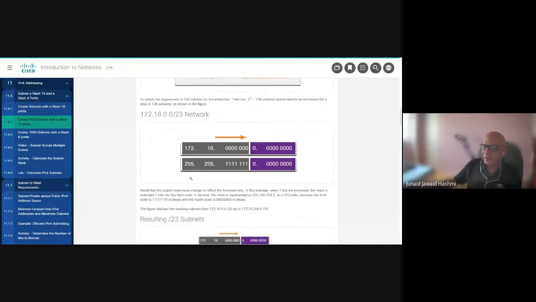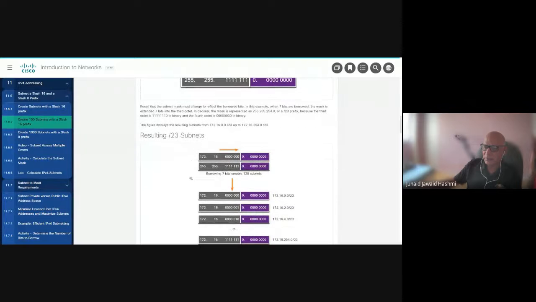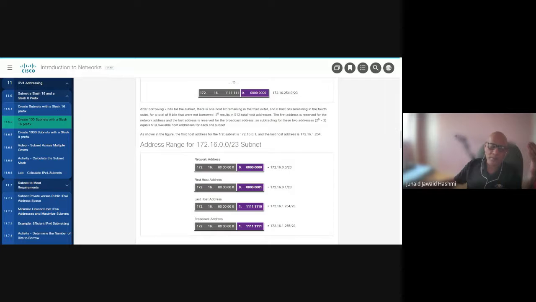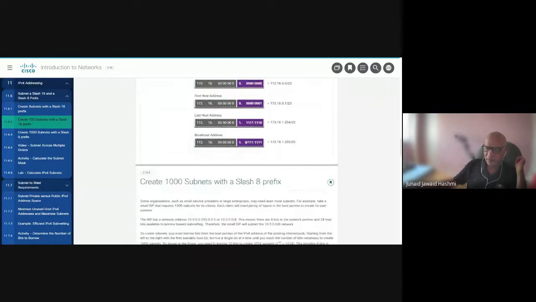And the same way you can, well, creating subnets is all about just taking bits from the host portion. The fewer bits you take, the fewer networks you will create. The more bits you take, the more networks you will create. So here are different examples. I just want you to go through them on your own because I already explained it. Okay.